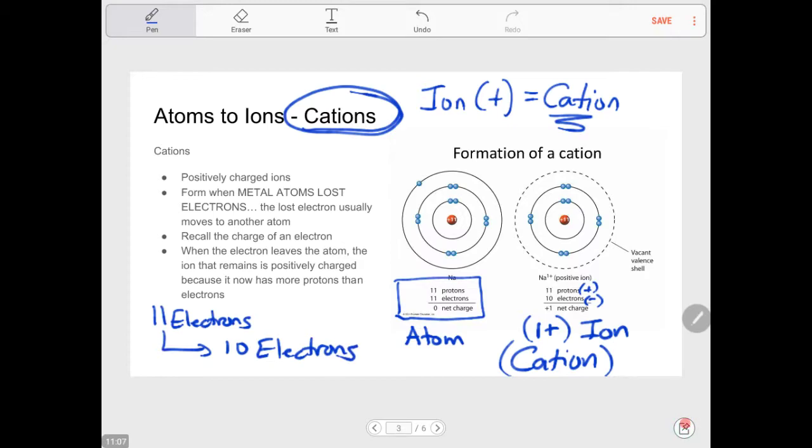So here's the deal, everyone. Here's what I want you to know. Metals lose electrons, and they form positive ions, which are cations. I will explain that to you, but that's what I want you to know. If you lose an electron, you become a positive ion. Okay, let's move forward.